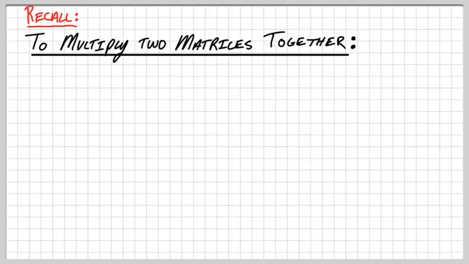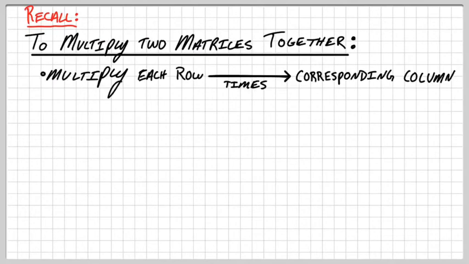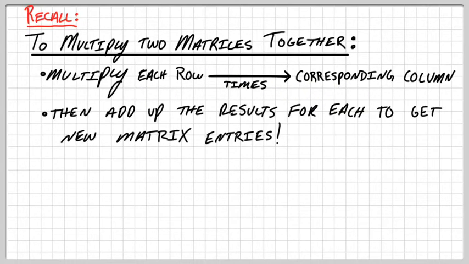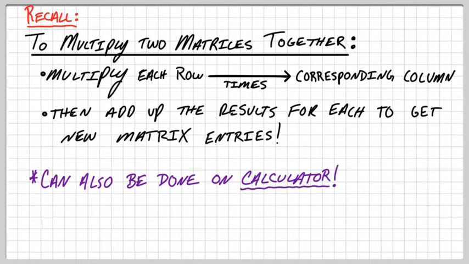Also, we know when it comes down to actually multiplying these things together, we multiply each row in the first matrix times the corresponding column in the second matrix. And then we add up the results for each of those to get our new matrix entries. And then most recently in the video right before this, we learned that you can also do it on the calculator, right? And especially for bigger matrices, that's going to be way more efficient for us.